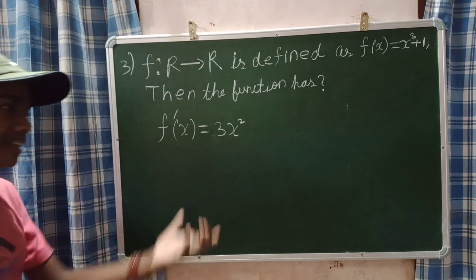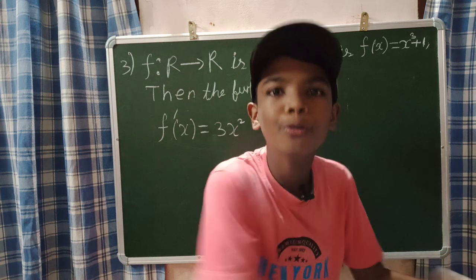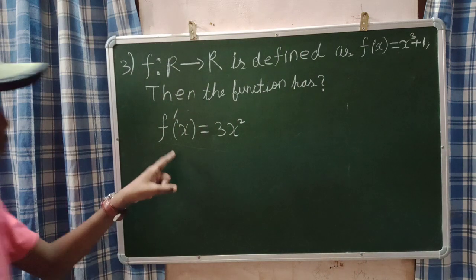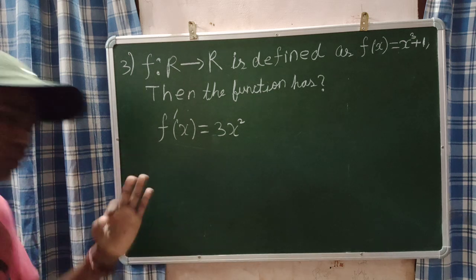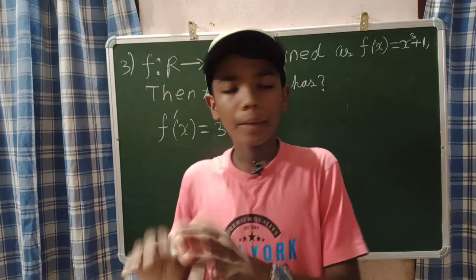So guys, by seeing this itself, you would say that it will be neither maximum value nor minimum value. As simple as that. If f dash of x is equal to 3x square, it shows that it is neither maximum value nor minimum value.